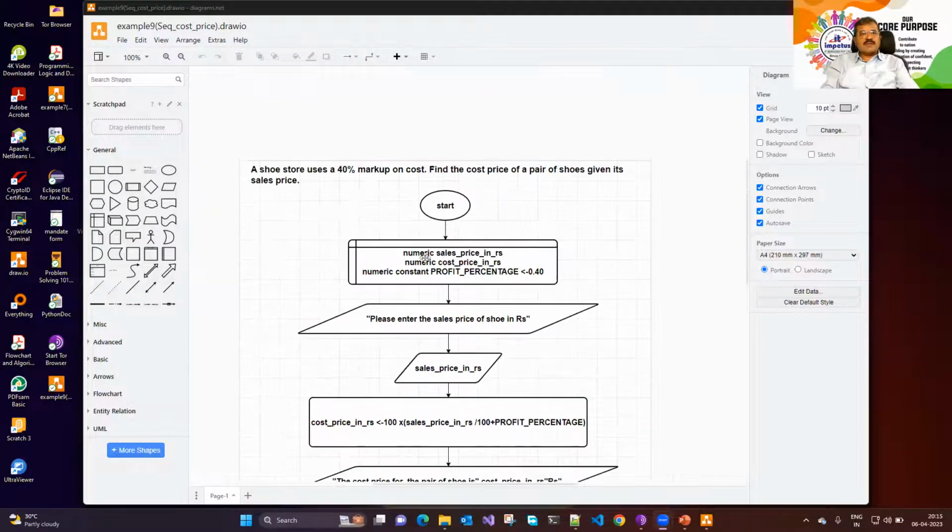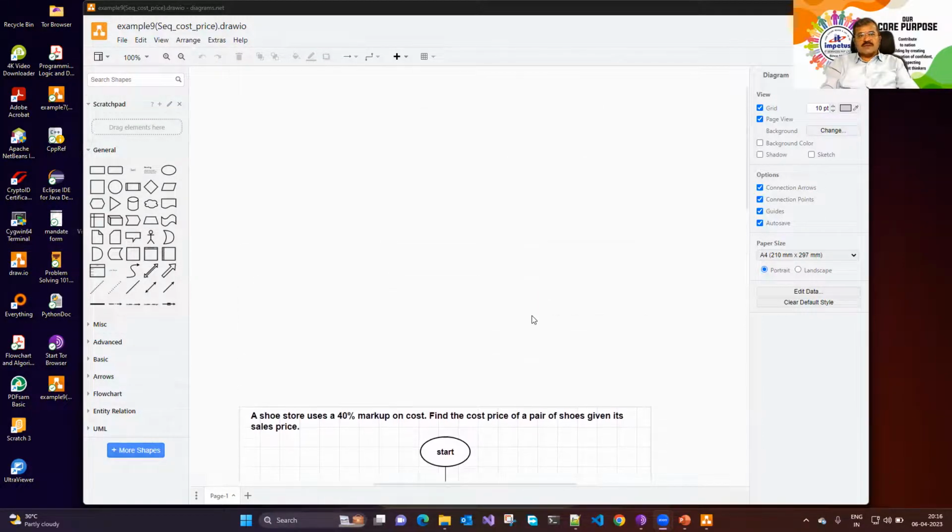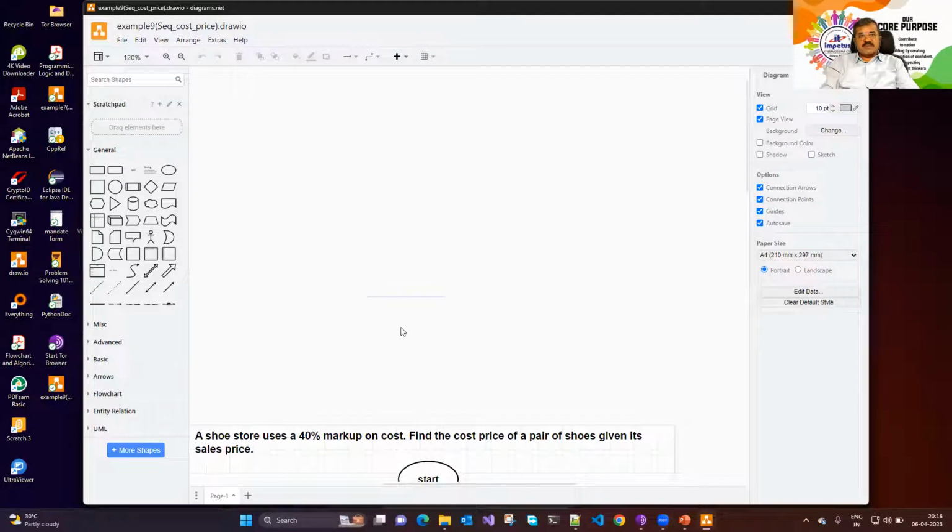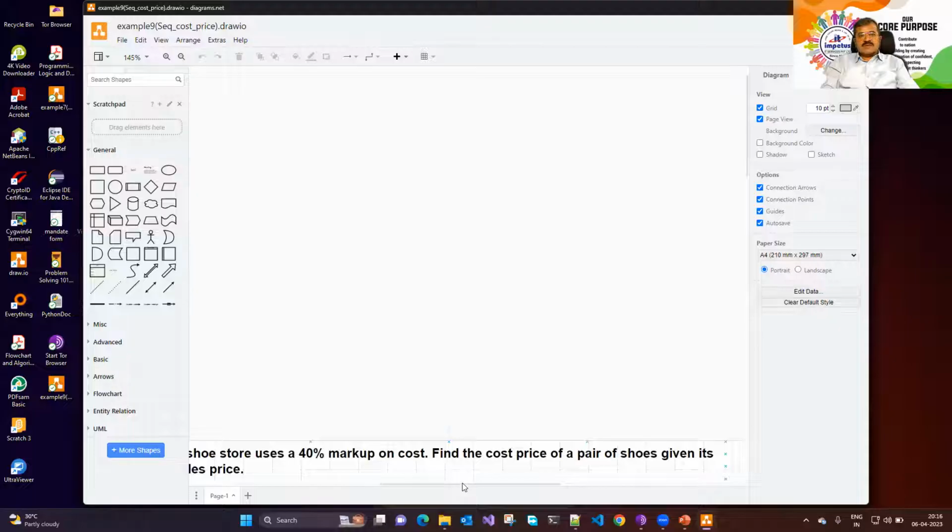Okay, let's see the problem statement. What does it say? It says a shoe store uses 40% of markup on the cost. Find the cost of the pair of the shoes given its sales price. Now, I want others who haven't solved this particular example to explain what this problem statement means. Come on, who will explain with an example? So, what does this actually mean? Who has understood the problem? A shoe store uses 40% markup on the cost. Find the total cost price of the pair of shoes given its sales price.